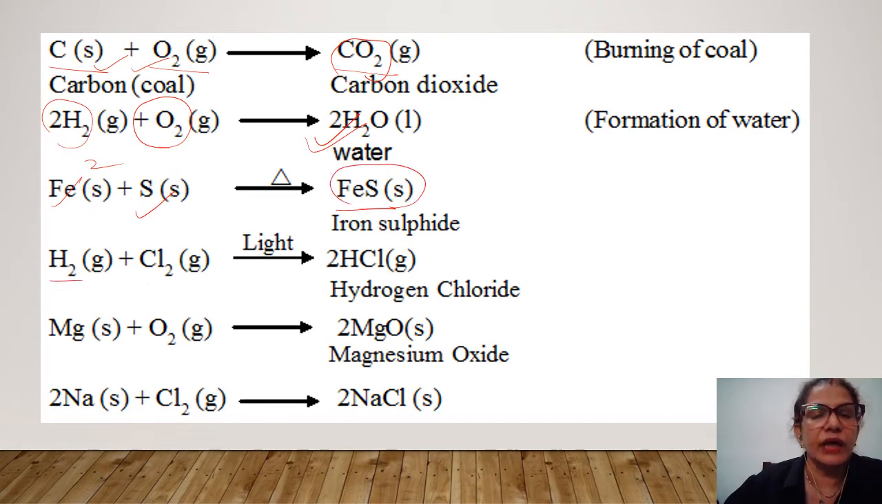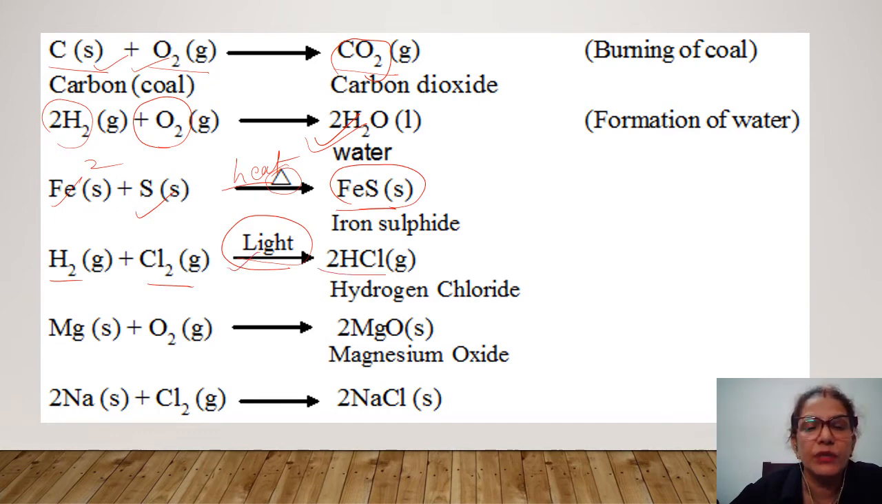Then we have hydrogen reacts with chlorine in the presence of light. Now on the arrow mark, if you remember, we had done this while learning how to write a chemical equation. The conditions under which this reaction is taking place should be written on the arrow mark, whether it is sunlight, heating, electricity, or a catalyst. Here we see heat. Triangle stands for heat in any equation, and here with the presence of light it forms hydrochloric acid or hydrogen chloride. Magnesium reacts with oxygen to form magnesium oxide.